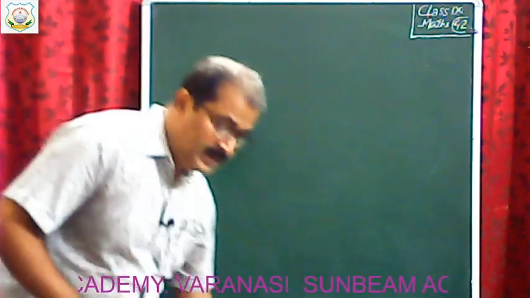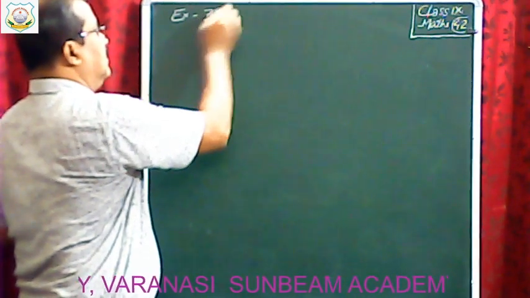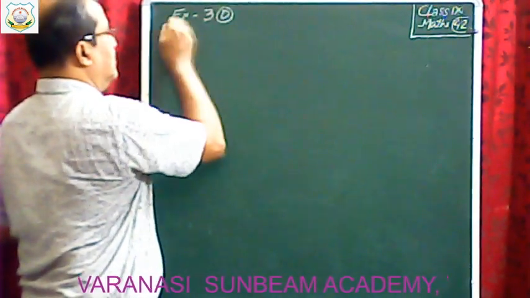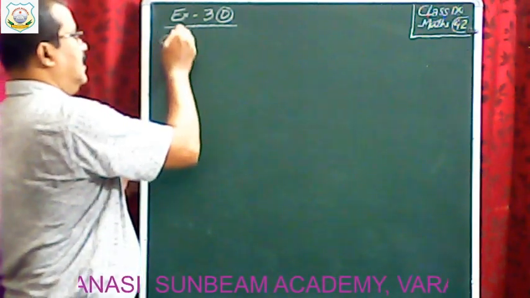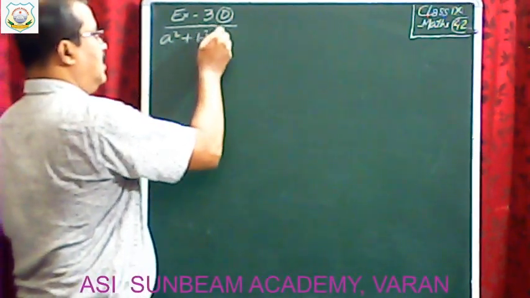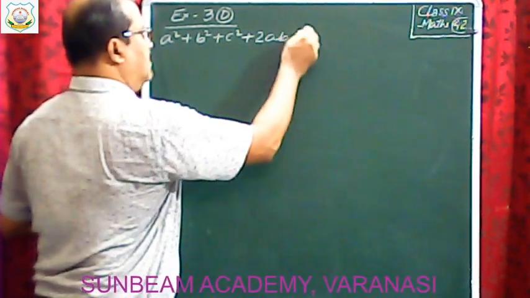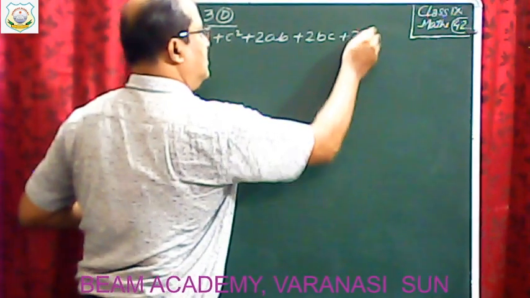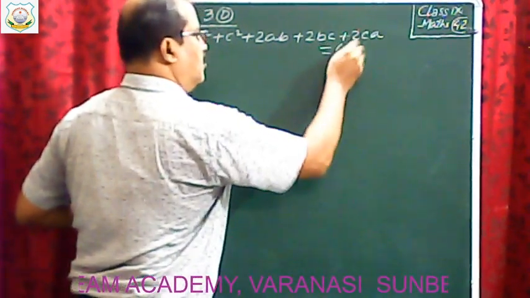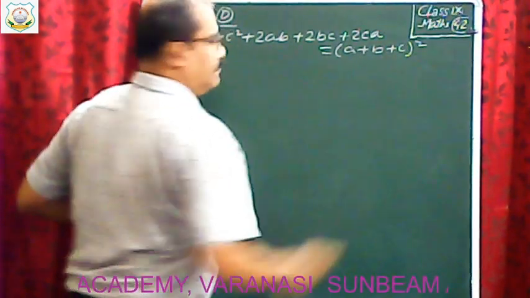Okay, exercise 3D. Exercise 3D. Identity: a square plus b square plus c square plus 2ab plus 2bc plus 2ca equals a plus b plus c whole square.